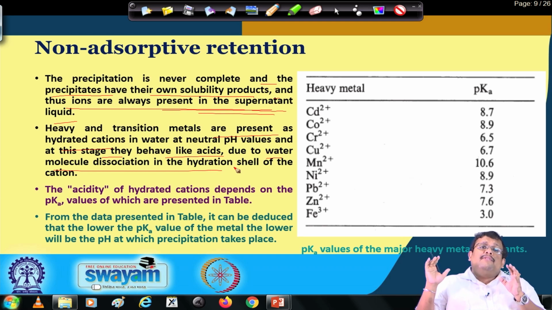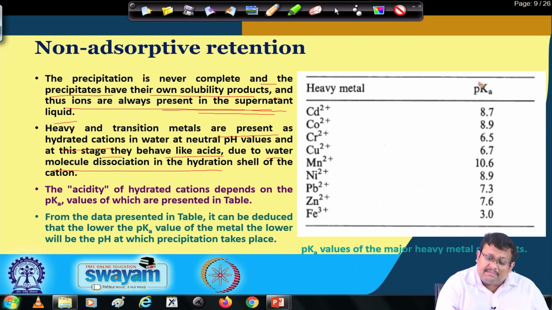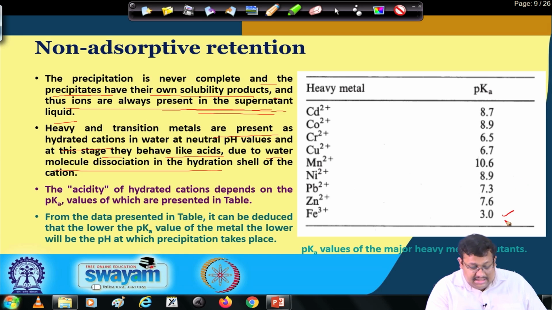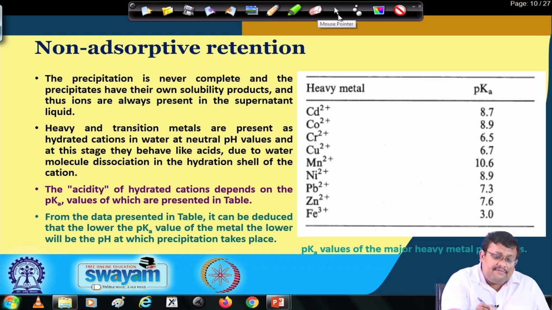Now, the acidity of a hydrated cation depends on the pKa values, which are presented in this table. We have already defined the pKa value, it is the negative logarithm of the Ka value. So, the lower the pKa value, the higher the acidity. We can see from this table that the lower the pKa value of the metal, the lower will be the pH. Here you can see Fe3+ has the lowest pKa value among all these. So, the lower the pKa value of the metal, the lower will be the pH at which precipitation takes place. Obviously, their precipitation will take place at lower pH since they have lower pKa values, that means they are more acidic in nature. So, this is an example of non-adsorptive retention.